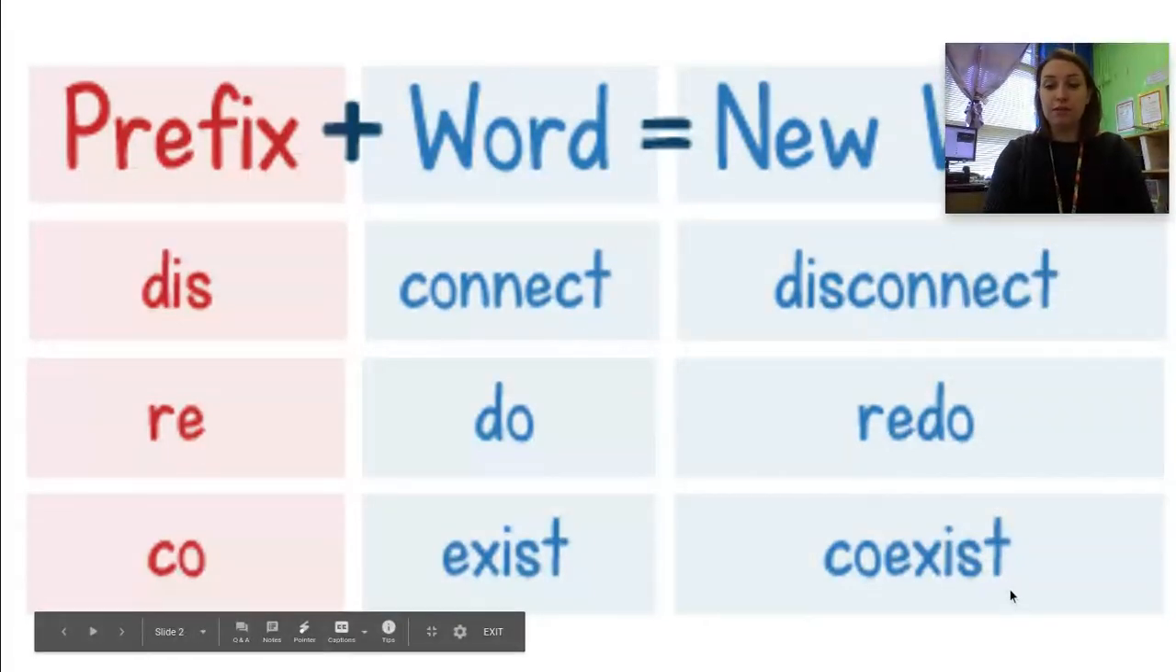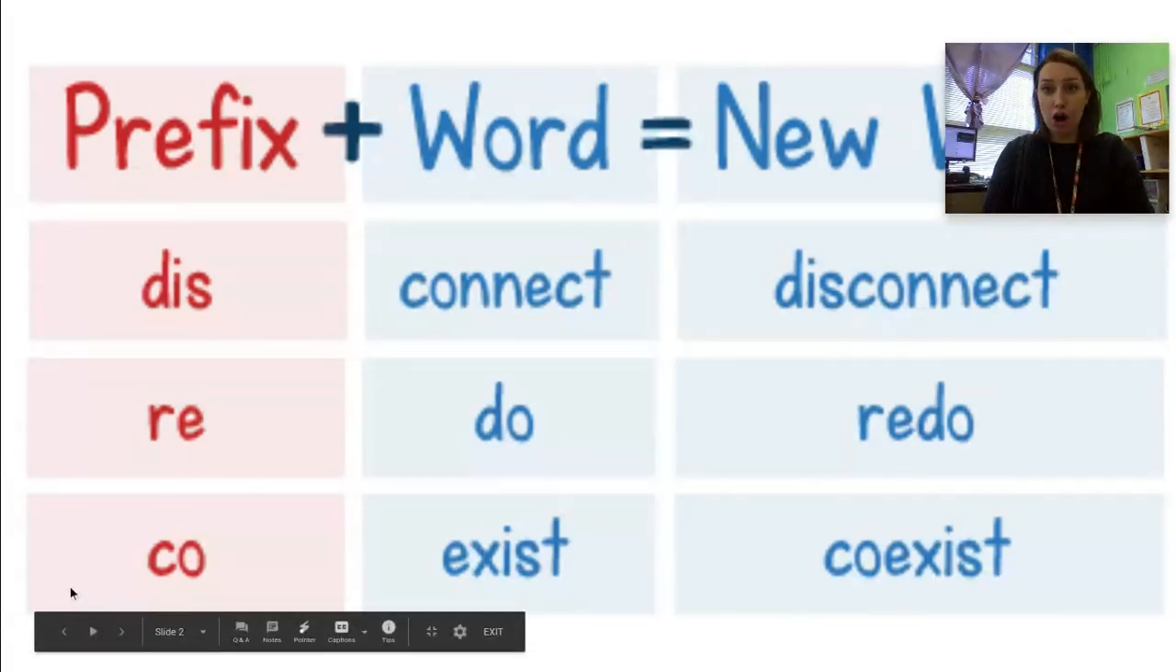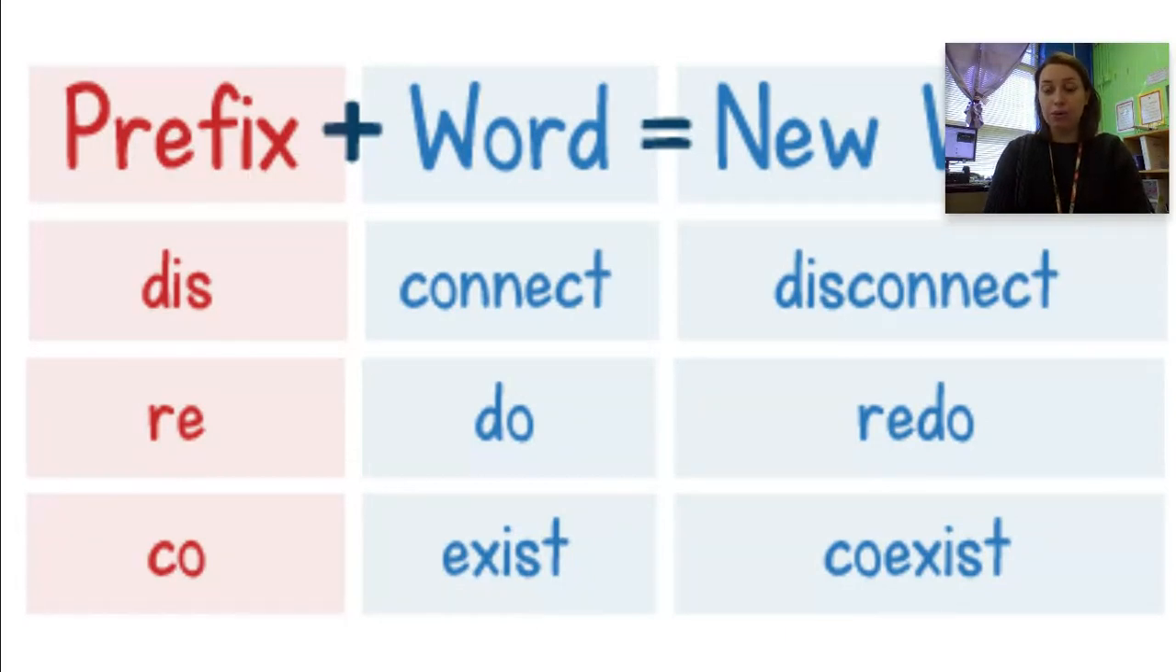Now I moved myself up here so that we could all see this word. The base word is exist, which is like living. So exist. We look at the prefix co. Co means with. So now we have a new word, coexist, which means exist with other people.